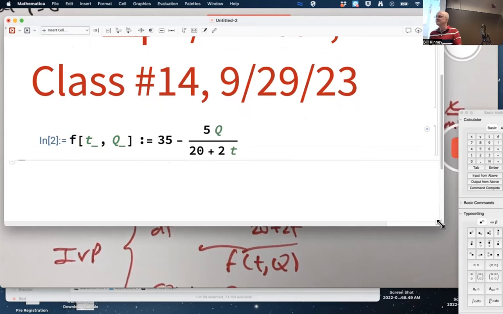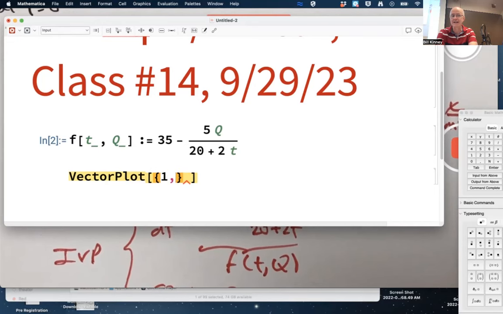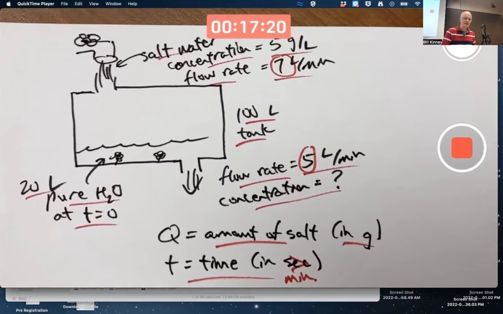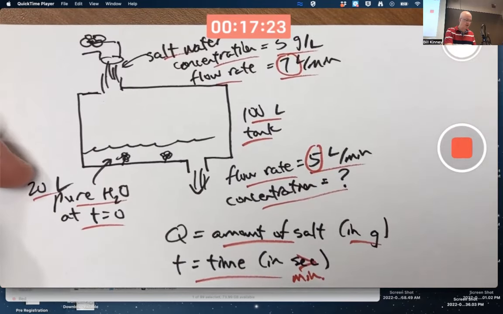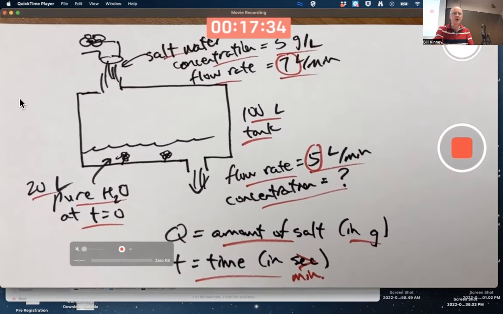I can make a slope field without solving the differential equation. Vector plot. With slope fields, you make a 1 first, then the right-hand side function. The independent variable t goes from, say, 0 to, I don't know, well, when is the tank going to fill up? It starts with 20 liters, and it's a 100-liter tank. It's got 80 liters to go. The amount of liquid's going up by 2 liters every minute. 40 minutes is how long it's going to take to fill up. Let's let t go from 0 to 40.